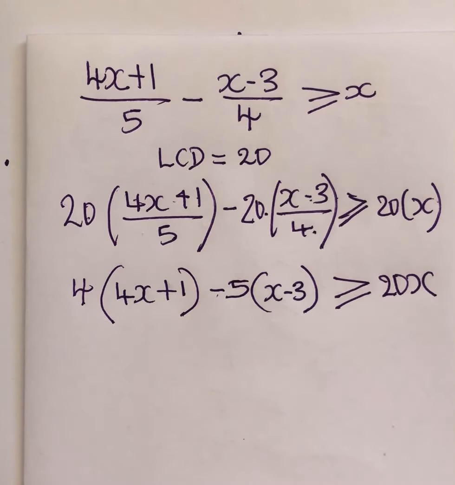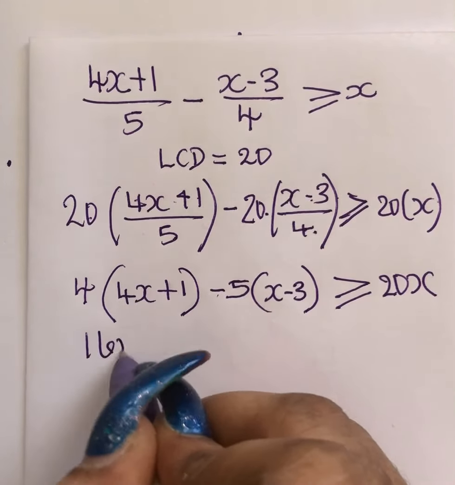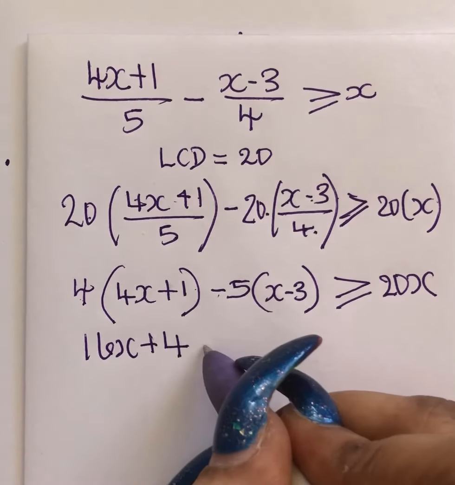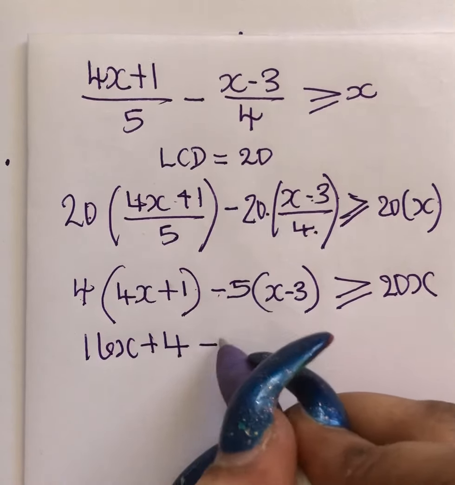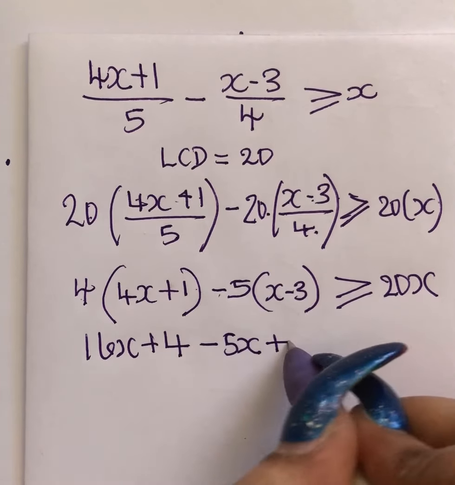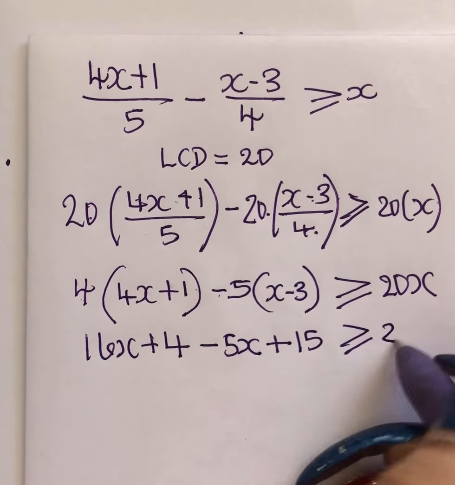My next step will be to remove parentheses where possible. Because remember, in each of these problems, we're focusing as well on our PEMDAS, right? So we're going to remove our parentheses. 4 times 4, 4 by 1. Minus 5 by positive x will give me minus 5x. And a negative by a negative will give me a positive. 5 times 3 gives 15.